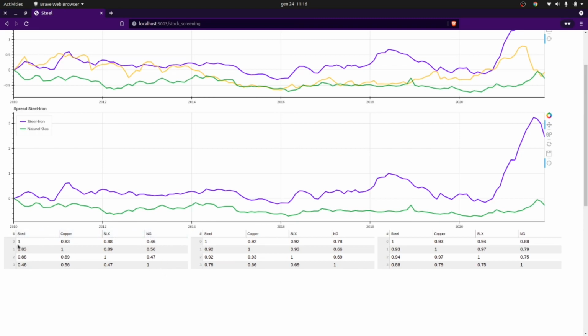Therefore, it makes sense to compare the steel with the copper, with the steel ETF, and the natural gas. Here I computed the correlation matrix during the past 10 years of these assets: steel, copper, steel ETF, and natural gas. We notice these two assets are highly correlated with the steel, while the natural gas is not very correlated. And here is the past 5 years. We notice an increase in correlation, and this last matrix is the correlation matrix during the past 3 years. We notice all these three assets are highly correlated with the steel.